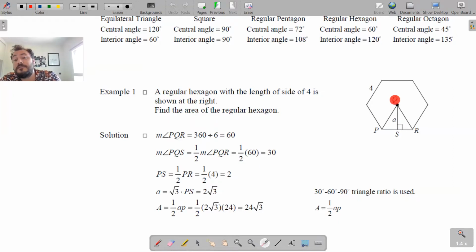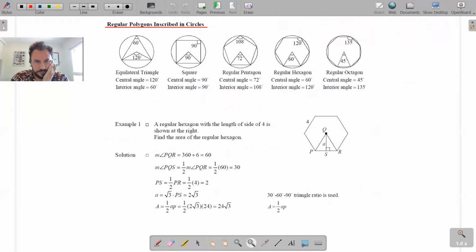And now I know that if I consider just the right triangle QSR, this is going to be just 30. So I have a 30-60-90 right triangle, in which one of the sides is going to be 2. We knew it. And now we can find the rest of the information. We find the apothem thanks to the special right triangle, which will be 2 square root of 3. And we can just apply the formula to find the area. That's all. Again, the procedure is pretty simple.